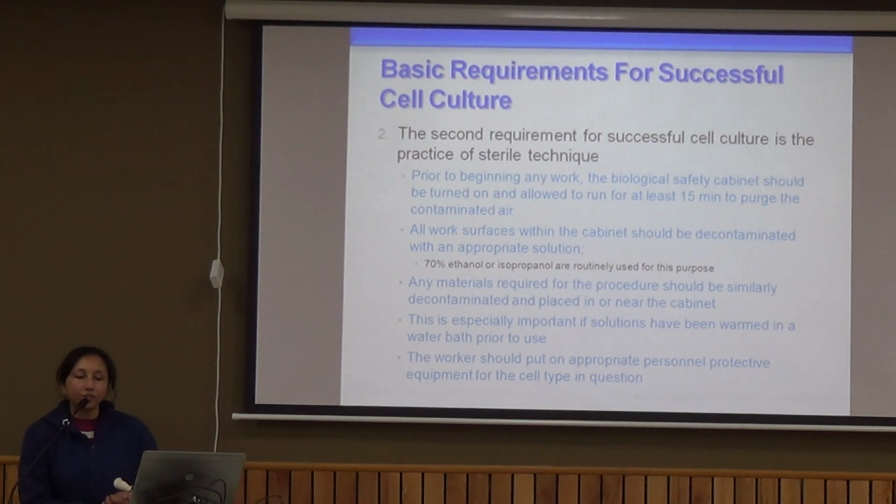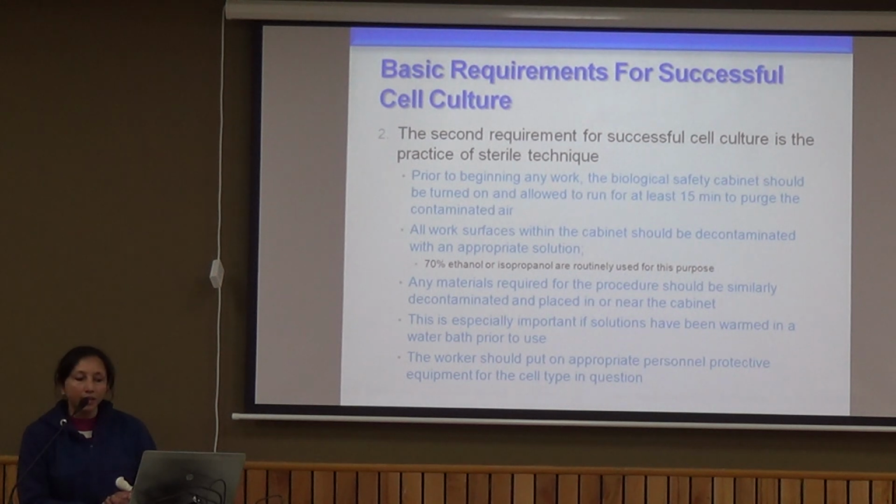Next, the second requirement for successful cell culture is the practice of sterile technique. Prior to beginning any work, the biological safety cabinet should be turned on and run for approximately 15 minutes to purge the contaminated air, to remove the contaminated air which has been there. Then, all work surfaces within the cabinet should be decontaminated with an appropriate solution. We here use 70% ethanol or isopropanol for decontaminating the surface. We take it on cotton and just wipe the surfaces to decontaminate or sterilize them.